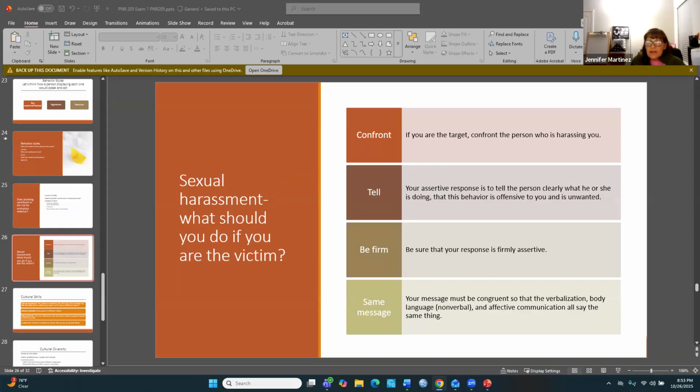So if you are the target of sexual harassment, the first thing that you want to do is confront that person. All right, be assertive and let them know that the behavior is offensive to you and that it is unwanted. You want to make sure that you're firm when you say that and that your body language and what you're saying are congruent, right? So your message must be congruent so that the verbalization, body language, and effective communication all say the same thing. So first thing you're going to do is confront them.